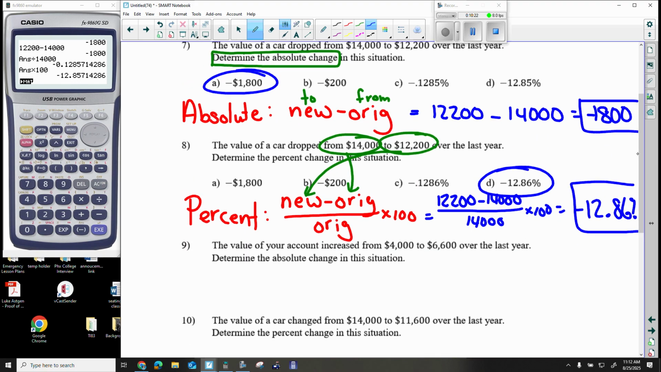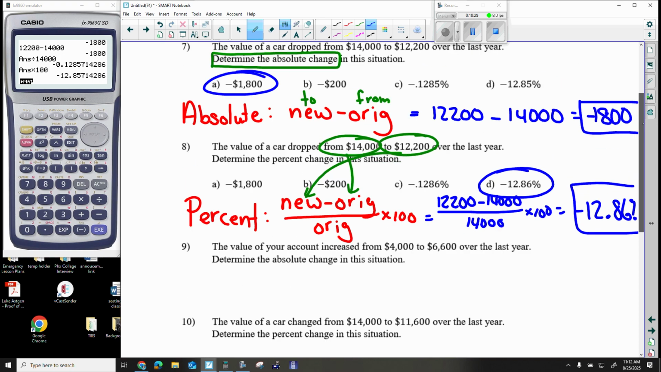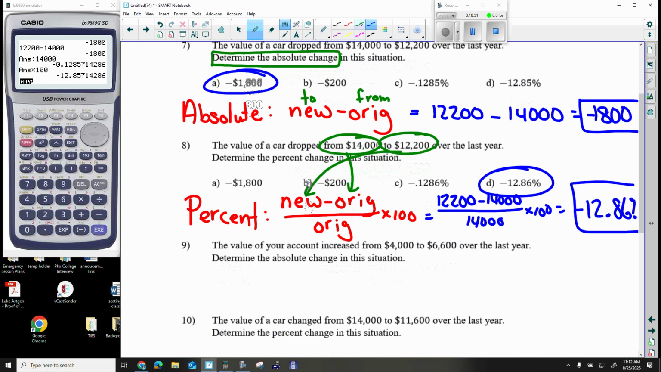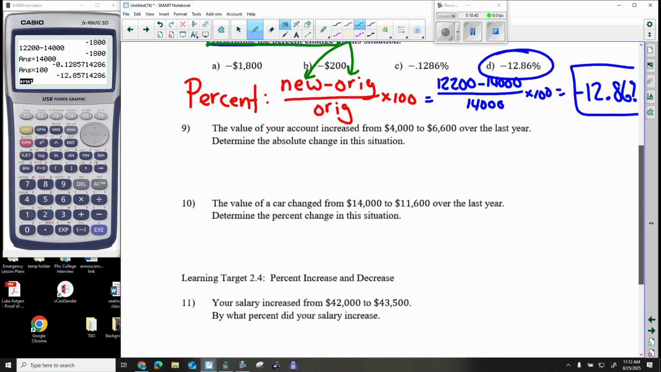Okay. All the other problems on this page are just some version of this, absolute or percent. Just make sure you answer the question that is being asked. If they ask you to determine the percent change, do the percent change. If they ask you to do the absolute change, do the absolute change. Again, read the question. So here we go. This is going to be the absolute change, which is going to just be the basic subtraction.